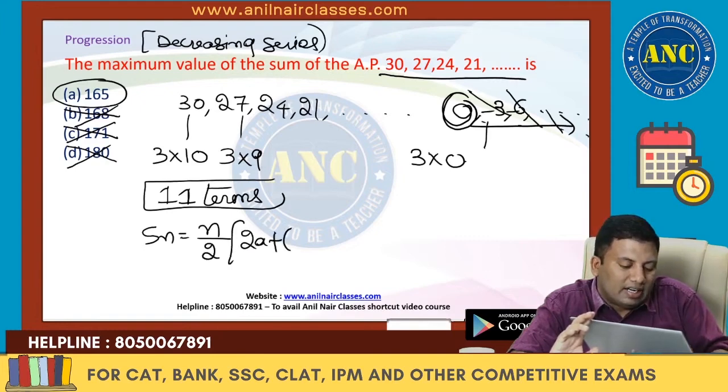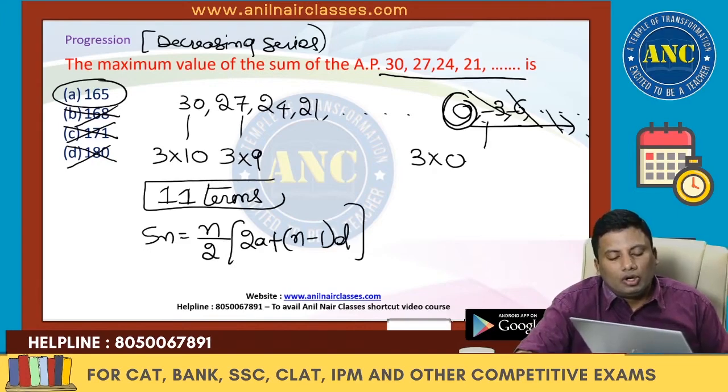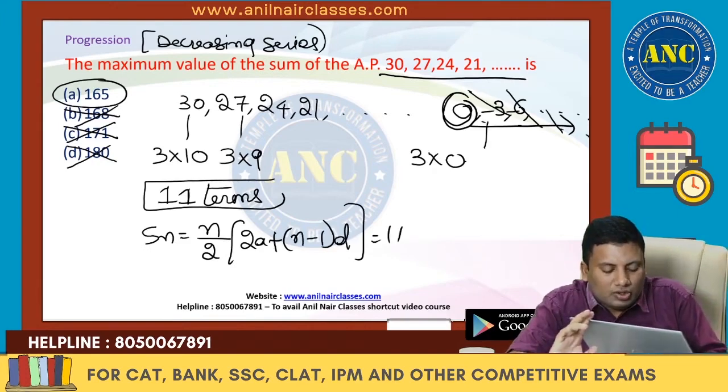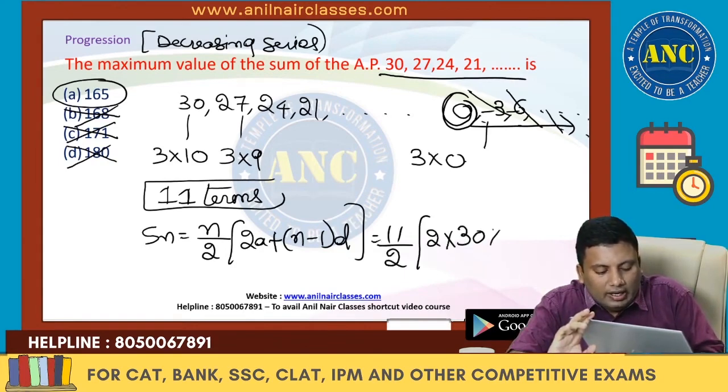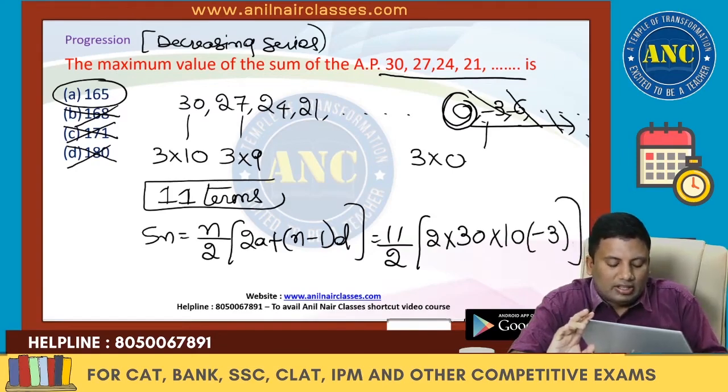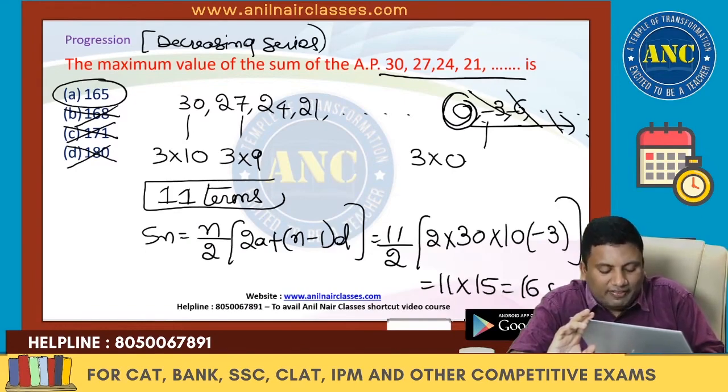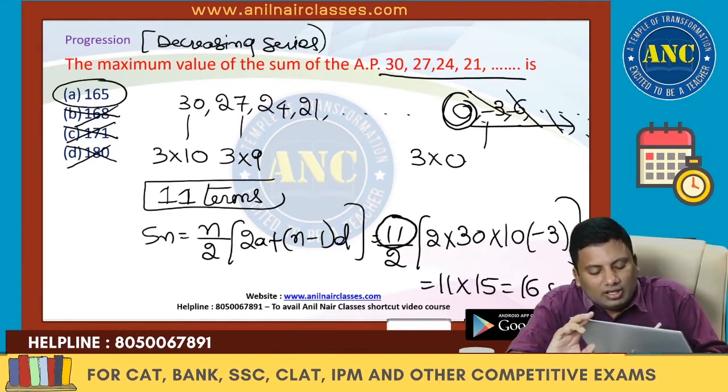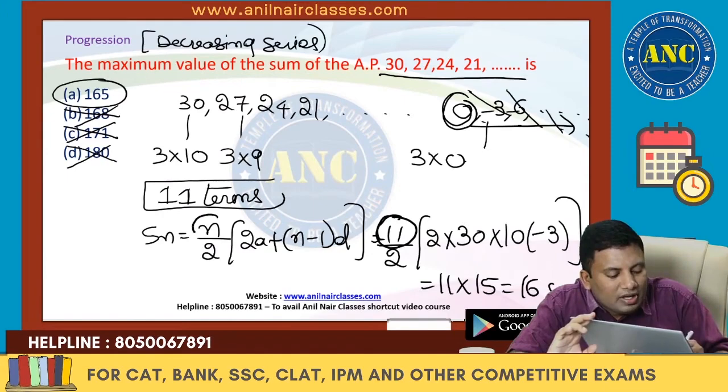Or in case if you want to use a formula, you don't need to use it unless and until it is required. N by 2 into 2a plus n minus 1 into d. 11 by 2 into 2 into 30 plus 10 into minus 3. 60 minus 30, 30. So 11 into 15, which is 165. Why I took answer should be a multiple of n? Because here Sn is n into some other number.